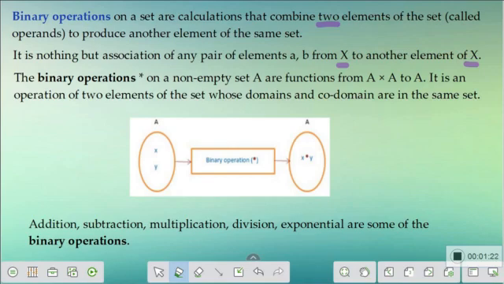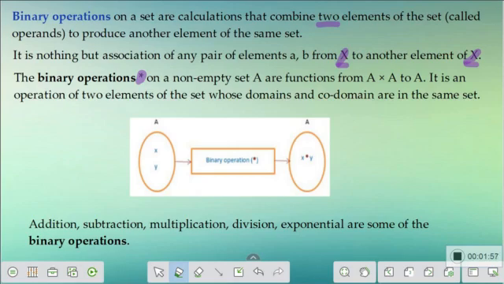So the binary operation is denoted by the symbol star. The binary operation will be represented on a non-empty set. So a binary operation on a non-empty set A is a function from A cross A to A. It is an operation on two elements of the set whose domain and codomain are in the same set. That's what we have understood here. Domain is from X and the codomain will also be X. That is, both domain and codomain will be from the same set.